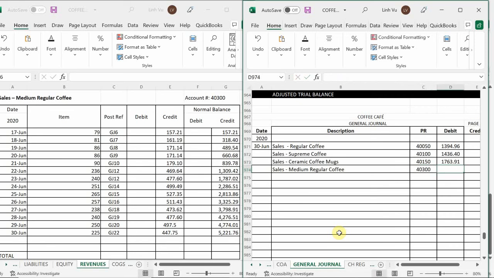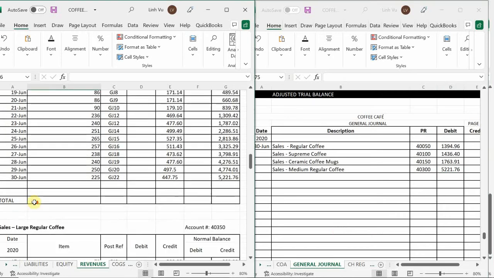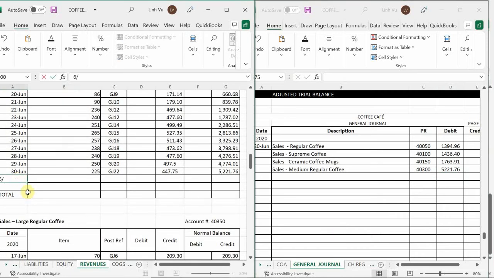$4,300, and we have an account balance of $5,221.76. Okay, and we're gonna close this out for the $5,221.76, and that should give me an account balance of 0. Okay.